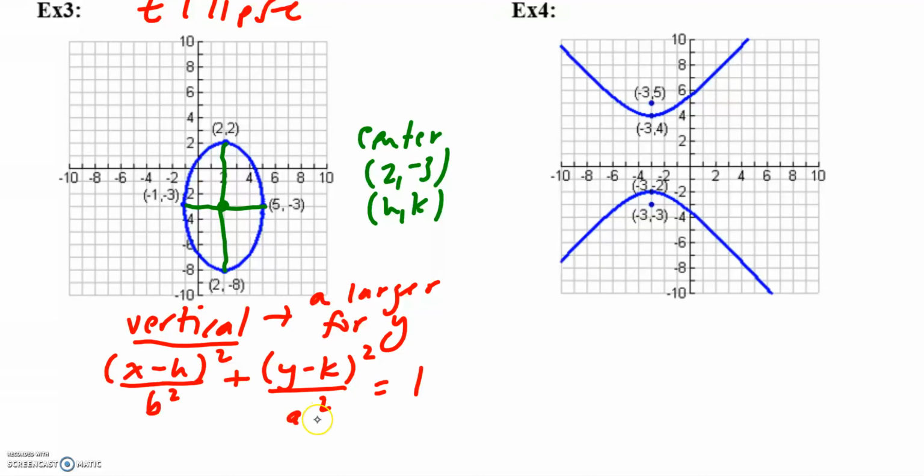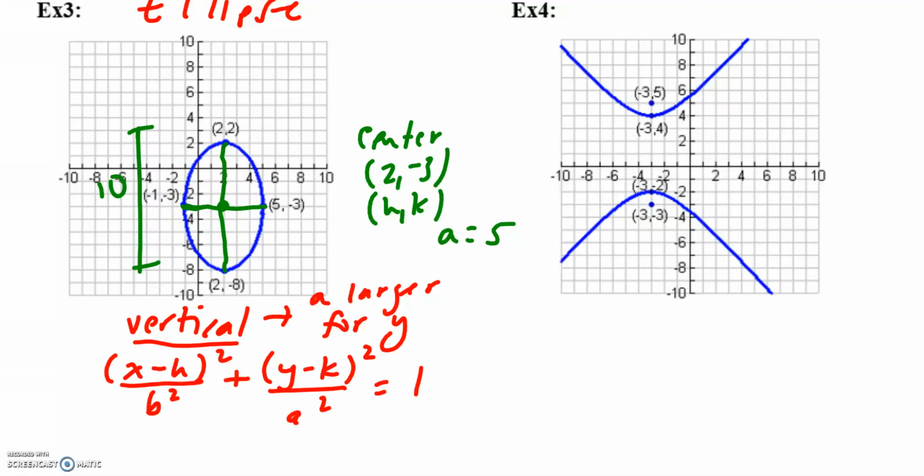My A represents the length of my major axis. So my whole axis is 1, 2, 3, 4, 5, 6, 7, 8 units, I think. 1, 2, 3, 4, 5, 6, 7, 8, 9. No, it's 10 units. So if this distance here is 10 units, that means that my A value must be 5 because A is defined from the center to the major vertice.